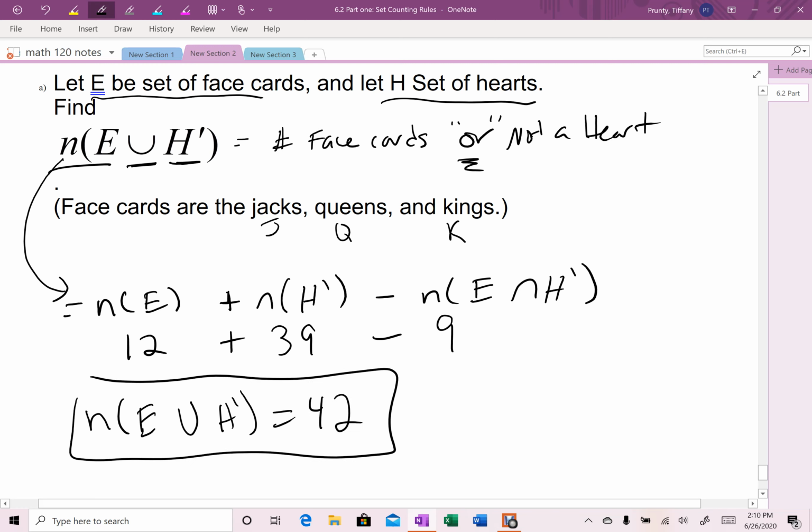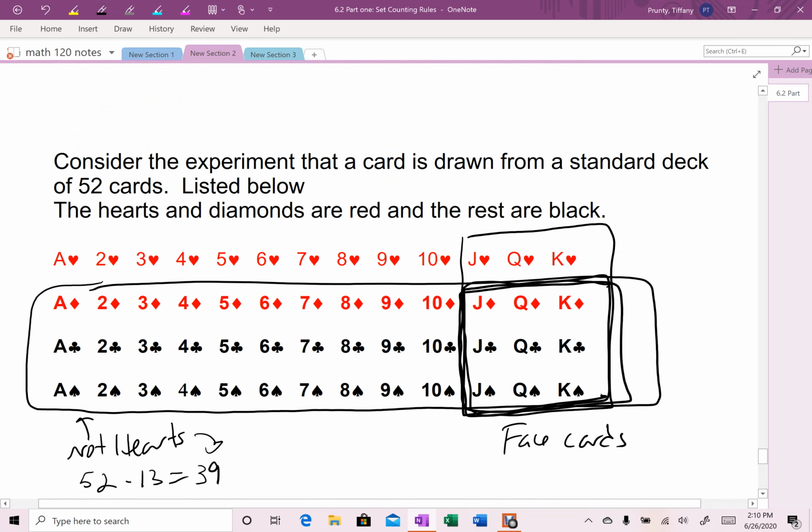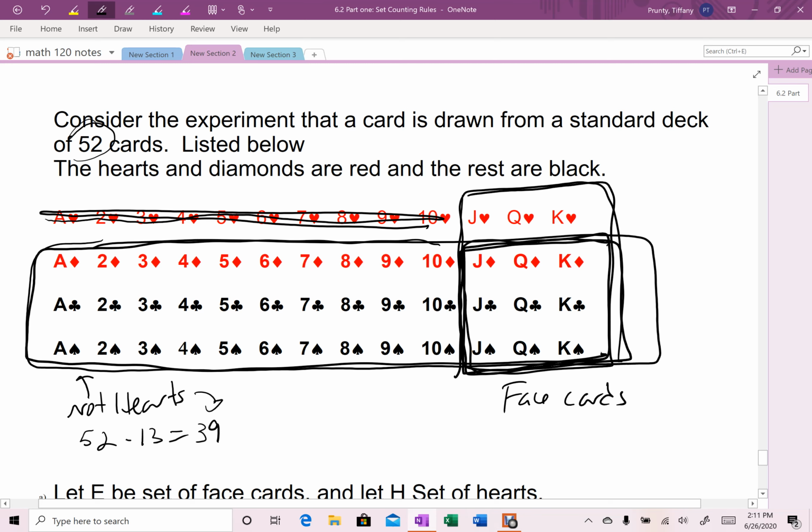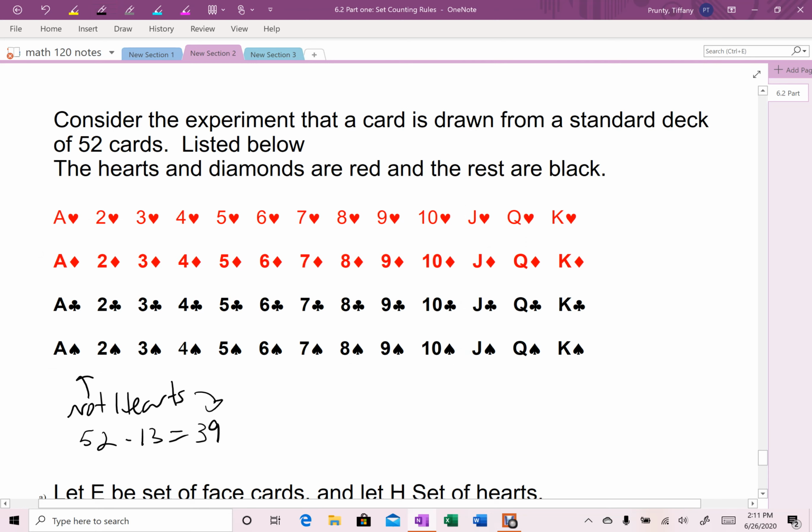Now, there's an alternative to this. I wanted you to do good practice using the formula. An alternative to this is, if you look at it, I've circled everything here. Those are my non-hearts and then my face cards. If you look, these cards here are the only ones I don't want. And there's 10 of them if you count ace through 10. I could throw those 10 out. So I take my 52 cards, subtract away those 10, would leave me with 42. That's an alternative way you could have counted. Again, there's more than one way to do this. As long as you get to the right answer, that's what's important.